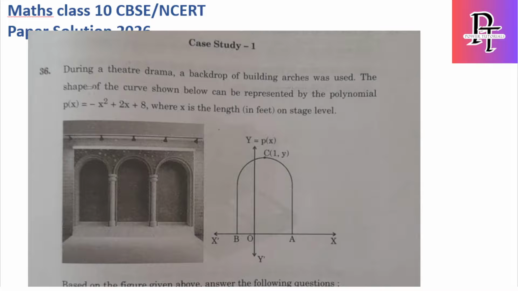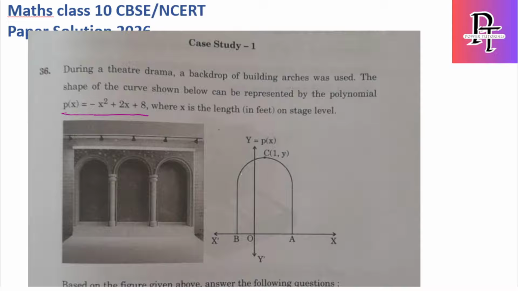So during a theater drama, a backdrop of building arcs were used. The shape of the curve shown below can be represented by a polynomial p of x is equal to x minus x square plus 2x plus 8, where x is the length in feet on stage level. Okay, we have an xy axis, and this is a parabola type of design. So you can see this is the arc.